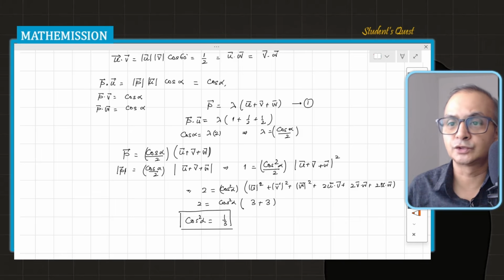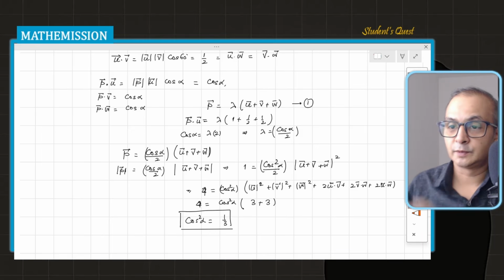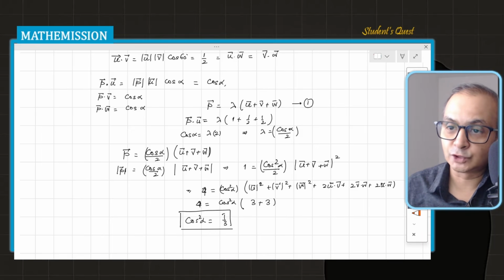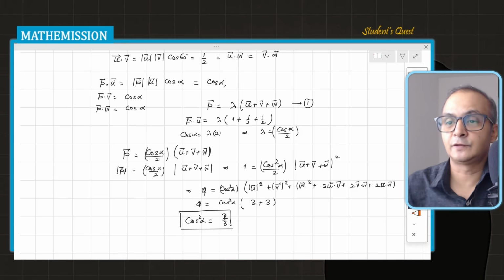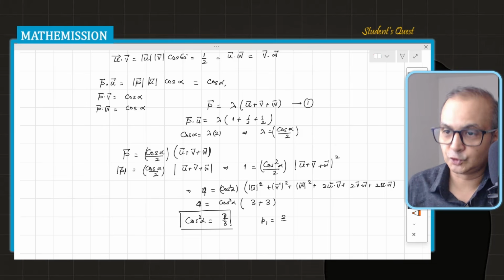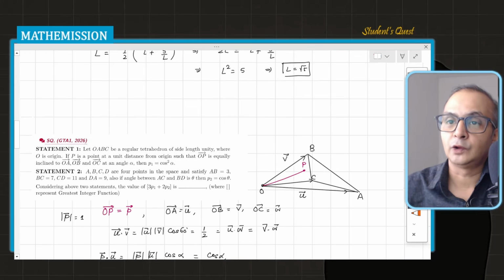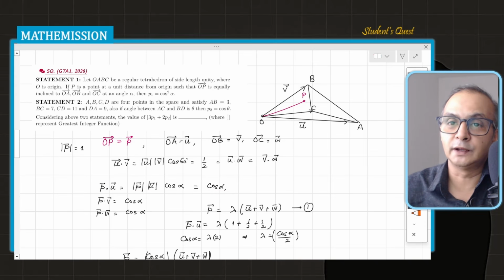I had to square, so that will become 4 by 6, that is 2 by 3. So cosine square alpha we got, that is P1 is 2 by 3, not 4 by 3. P1 is 2 by 3. I hope it is working. Yeah, so P1 is 2 by 3.